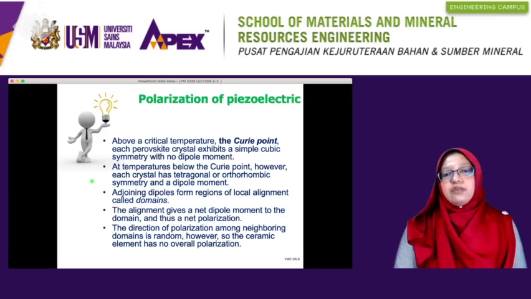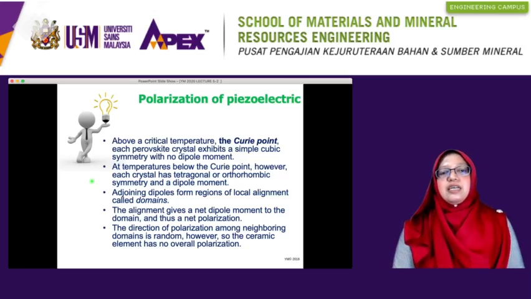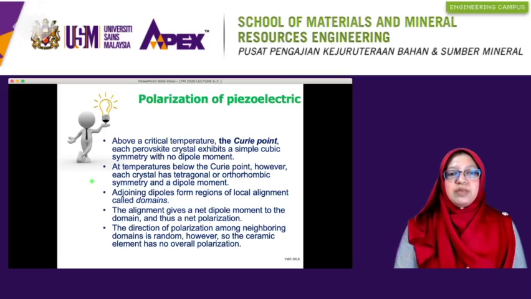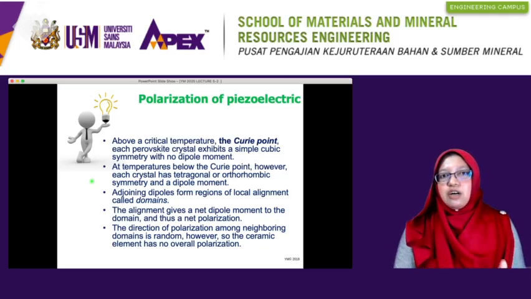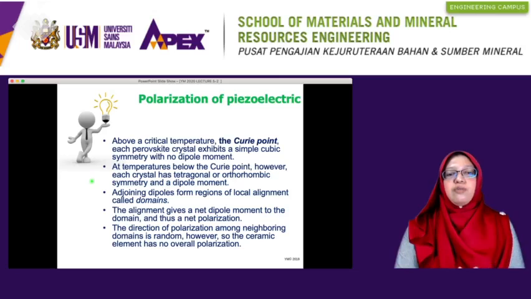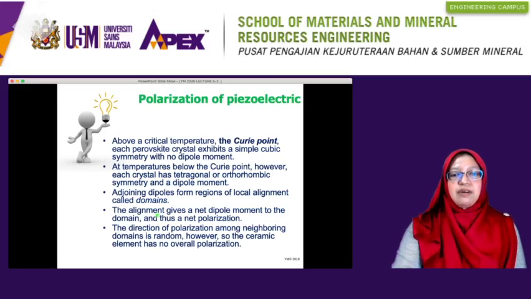Adjoining dipoles form regions of local alignment called domains. The alignment gives a net dipole moment to the domain and thus causes net polarization. The direction of polarization among neighboring domains is random, so the ceramic element has no overall polarization.